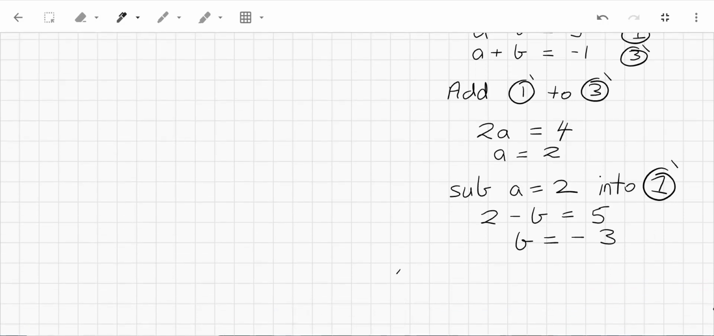So therefore, the equation of this parabola is y = 2x^2 - 3x + 5.